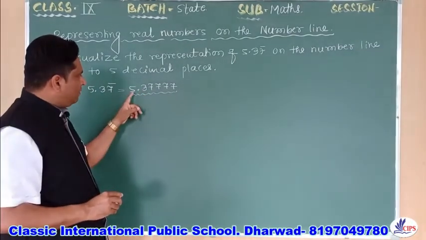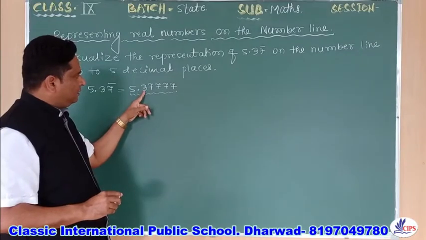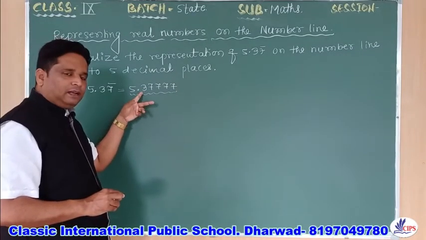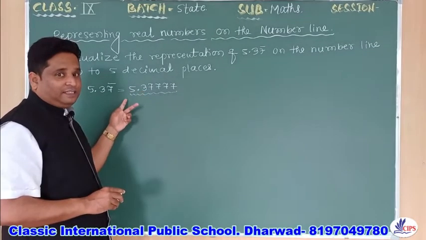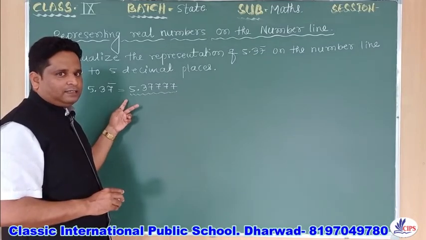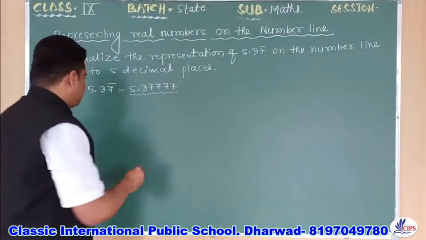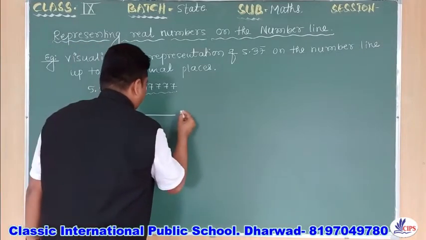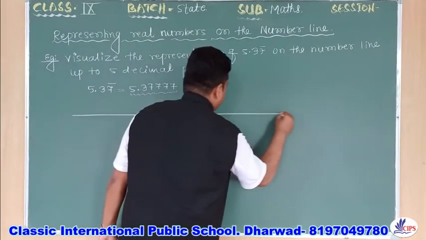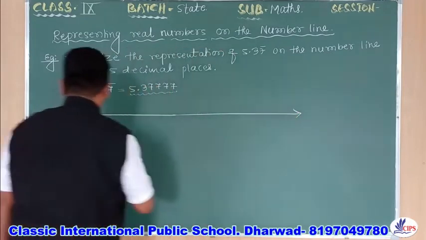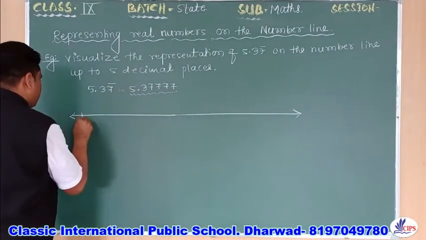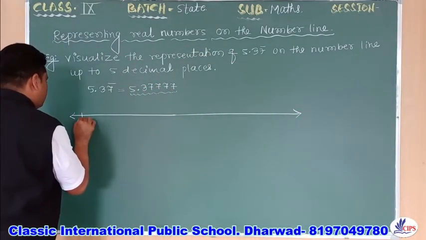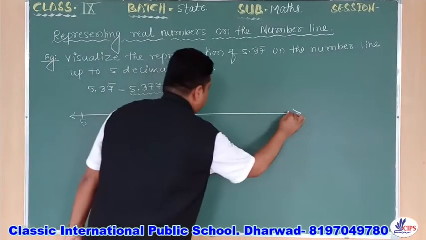Children, here 5.3, it is the number between 5 and 6. Correct? It is the number between 5 and 6. I'll take the first number line between 5 and 6. I'll take here 5, and here I will take 6.